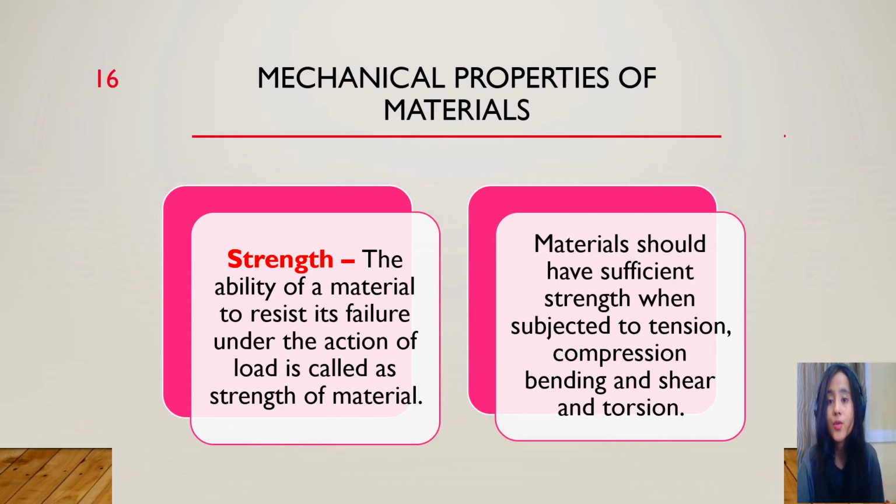A material should have sufficient strength when subjected to tension, compression, bending, shear and torsion. When the material is pulled, or pushed, or is under shear and torsion, it should be able to resist all these forces. Then we can say that this material is strong. It has a high strength.